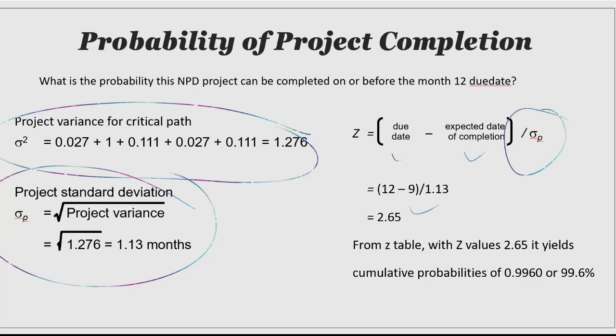In this case, with a z-value of 2.65, the cumulative probability is 0.996. This means that the probability of successful completion of the project on or before month 12 is 99.6%.